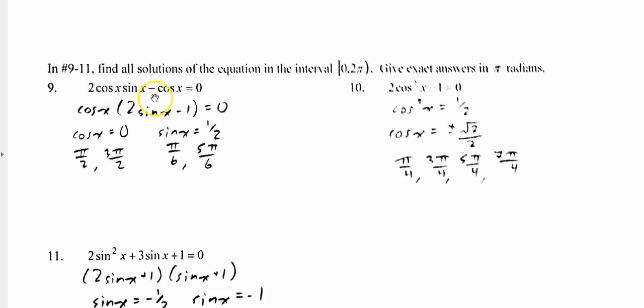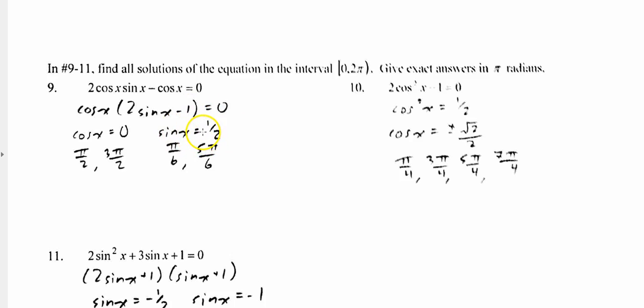A lot of you guys factored in such a way that it would not have redistributed back correctly to give you the original equation. Once I set this up, I set each factor equal to 0 separately. Cosine of x equals 0, and 2 sine of x minus 1 equals 0. The one on the left is already done. For this piece, you would add 1 to the other side of the equal symbol, and then divide by 2. That's where sine of x equals 1/2 comes from.